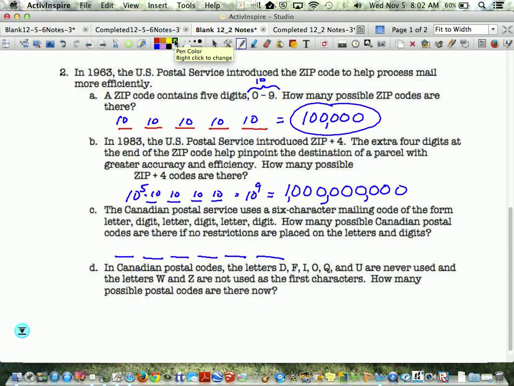So, if it starts with a letter, how many choices do you have for the first position? 26. So 26 letters in our alphabet. Then the next is a digit. So that's a 10. Then a 26. Then a 10. Then a 26. Then a 10. Now you can write that out. You could do 26 cubed times 10 cubed. Whatever you want. What do we end up getting? 17,576,000.